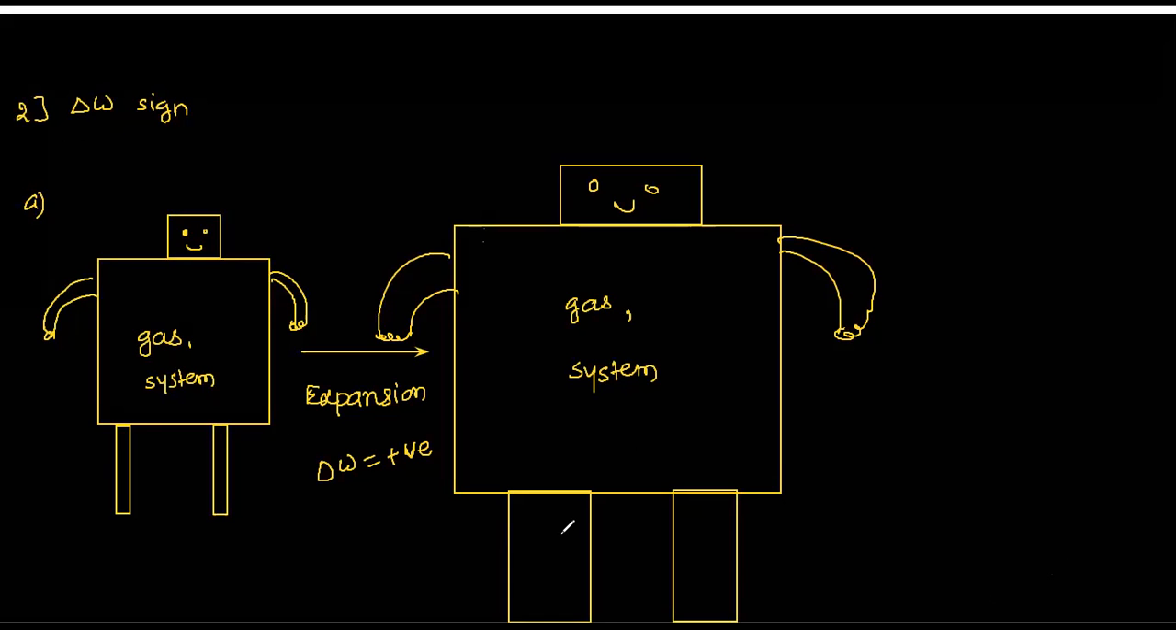Next one, in this delta W sign only, see. So I am writing here A, okay? Suppose this is a system. What is this system?